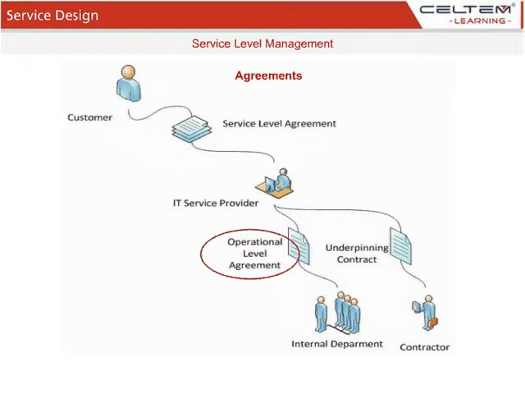OLAs describe each of the separate components of the overall service delivered to the customer, often with one OLA for each support group and a contract for each supplier. OLAs or SLAs may be agreed with external suppliers to supplement external contracts. For example, there could be an OLA between the IT service provider and a procurement department to obtain hardware in agreed times, or between the service desk and a support desk to provide incident resolution in agreed times.